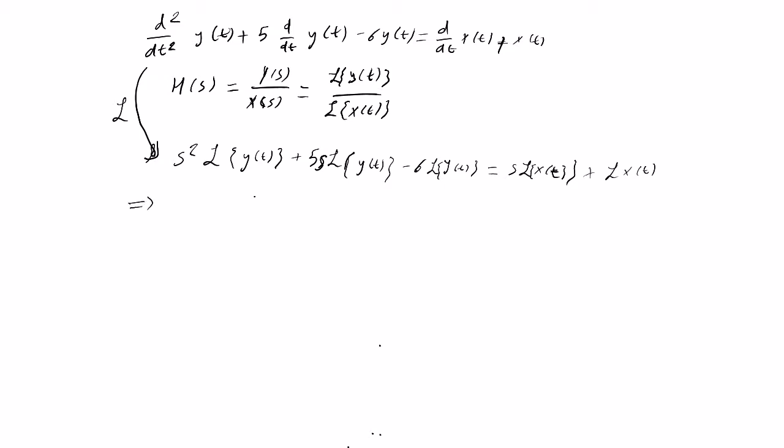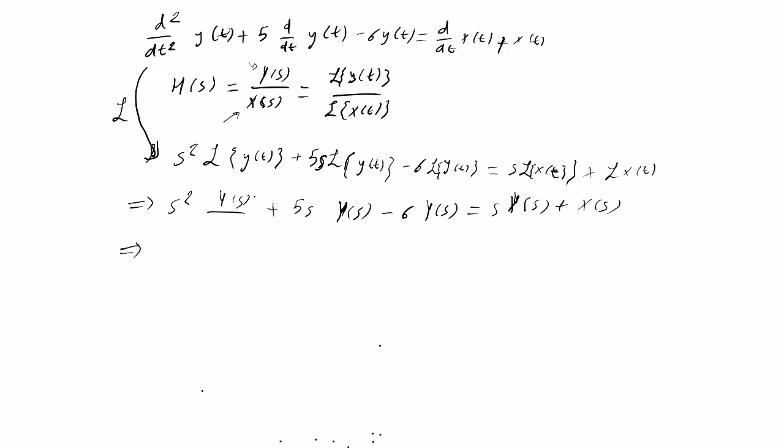Moving on to the second part, I'm going to substitute the Laplace of y(t) with Y(s) and the Laplace of x(t) with X(s). So it's going to be s squared Y(s) plus 5s Y(s) minus 6 Y(s) equals s X(s) plus X(s).